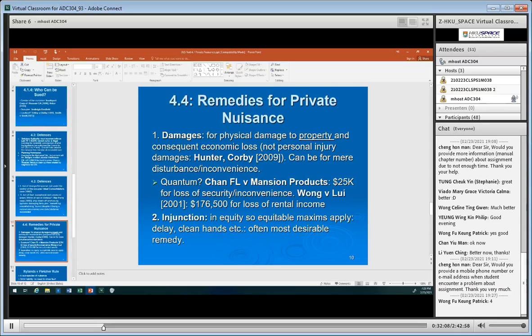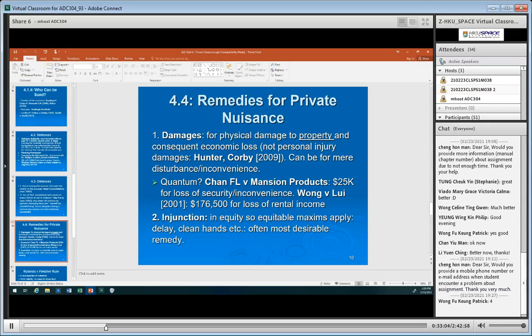Well, in Wong and Liu, it was $176,500. Have I got a page reference for Wong and Liu? Yeah, Wong and Liu, top of page 117. So I've given you the actual amount, the quantum of damages from Wong and Liu, $176,500 for loss of rental income. So there was property damage, and the property wasn't habitable for a certain time. So the landlord lost money, and he was able to claim quite a decent amount of money, $176,500. Okay. Again, how much damages you will get depends on the facts of each particular case.